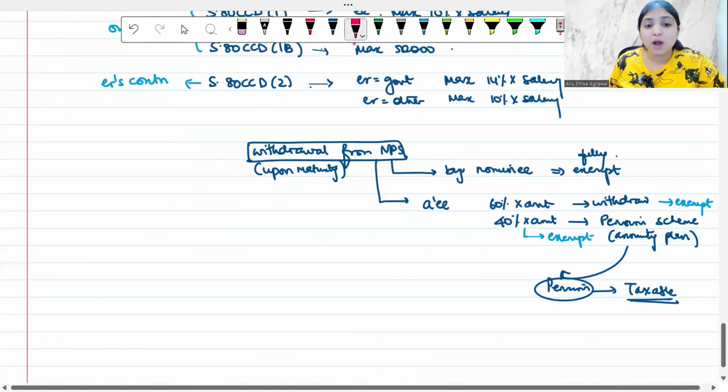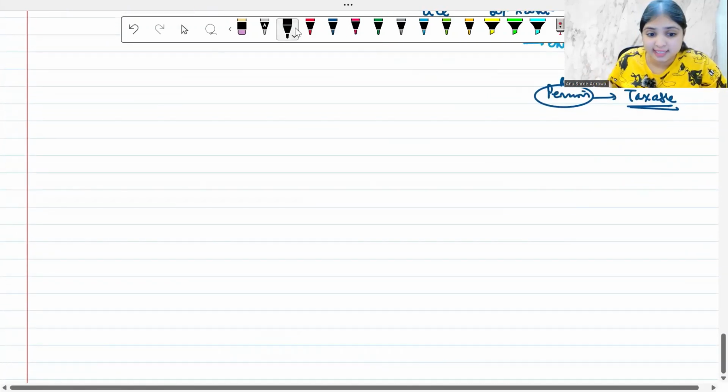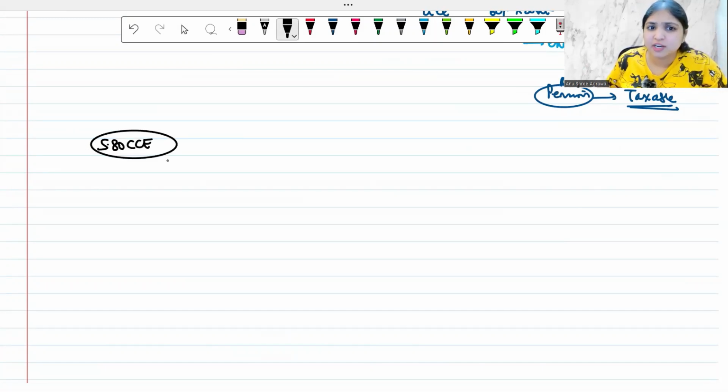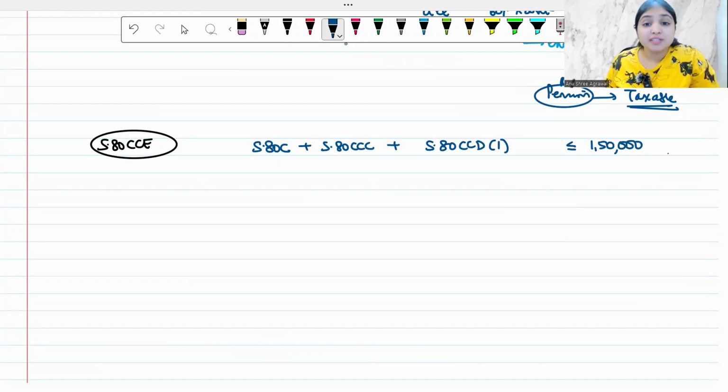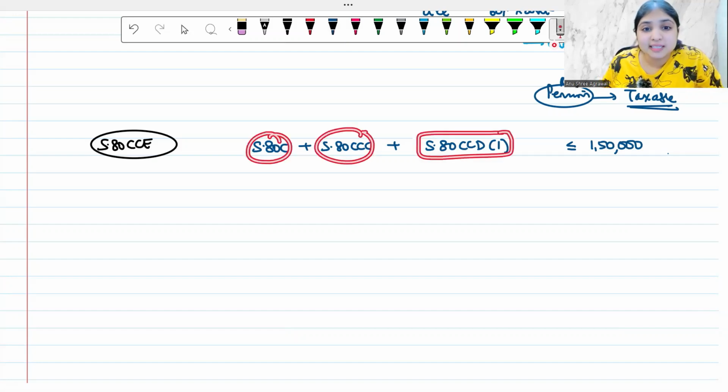Now let's go to our fourth section under the 80C series, which is section 80CCE. Simple section, guys. 80CCE says that 80C plus section 80CCC plus section 80CCD subsection 1 put together, maximum how much deduction you can get? Maximum only 1,50,000 you can get. You're well aware of this. I've discussed this with you in multiple places already. So 80C plus 80CCC plus 80CCD1.